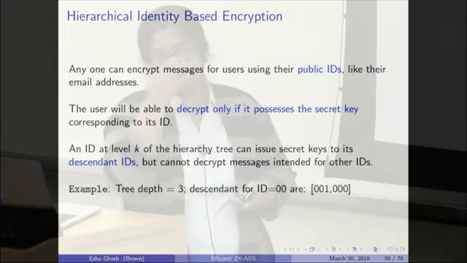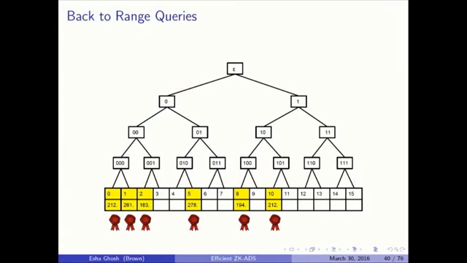This idea that we used was of hierarchical identity-based encryption. So the idea here is anyone can encrypt messages for users using their public IDs, and the users will be able to decrypt only if they possess the correct secret key. And this I am going to tell. So implicitly you can think of a hierarchy as a binary radix tree, where the root is empty and the left child is marked with a 0 and the right child is marked with a 1, like this radix tree.